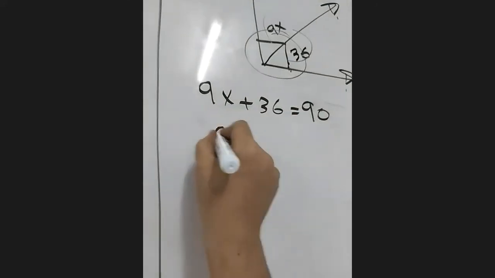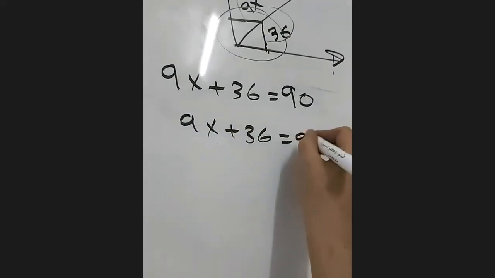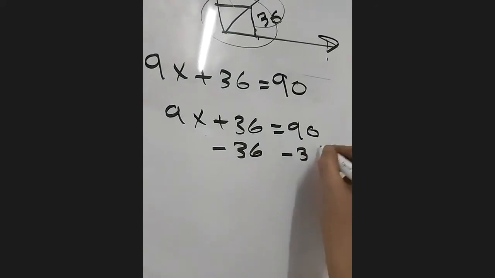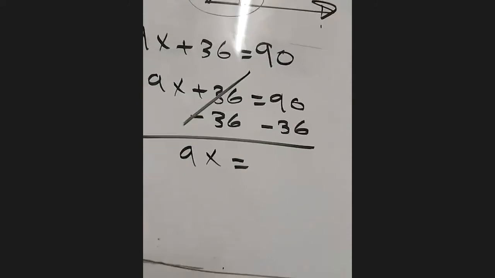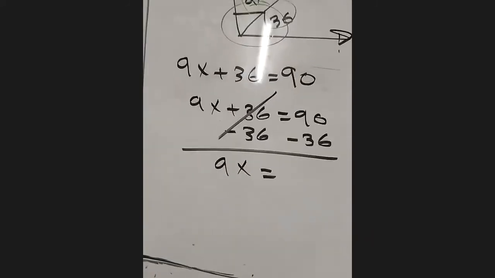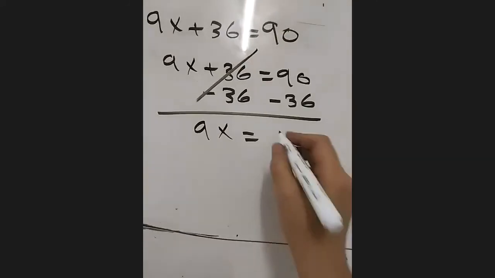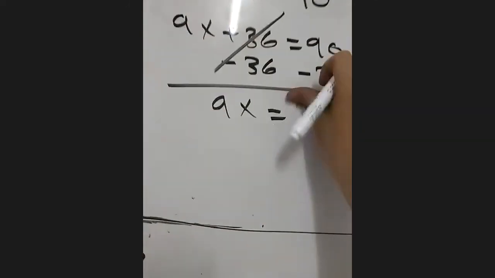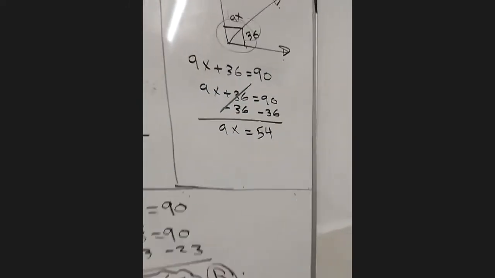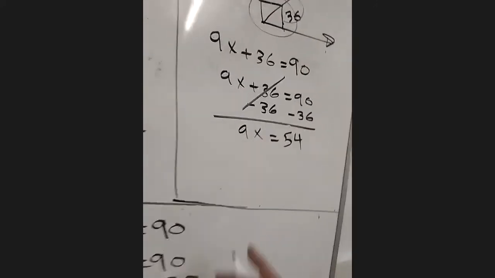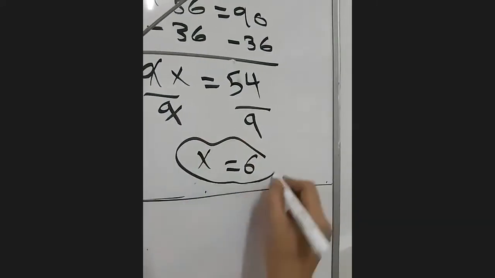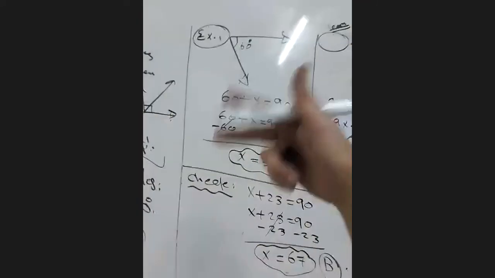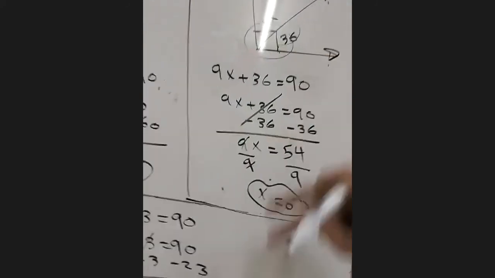Now to solve for x, I will do a two-step equation. 9x plus 36 equals 90. Subtract 36 on both sides. So 9x equals 90 minus 36, how much? 54. Now to find x, we divide both sides by 9. X will be what? 6. So sometimes it's given by numbers, sometimes I need to form equations. These are the ideas of this lesson.